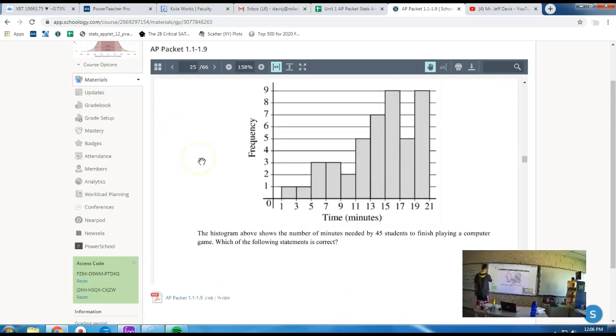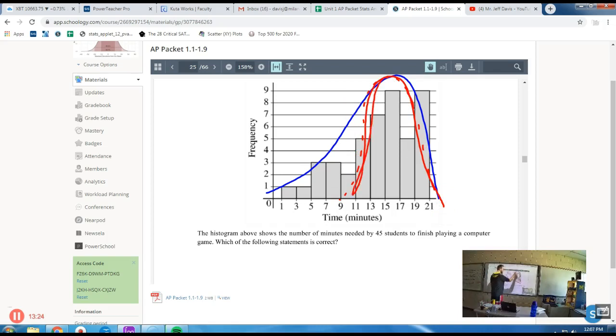29. The histogram shows the number of minutes playing a computer game. Which of the following statements is correct? So the first thing I notice here is that it's skewed to the left. So again, approximately normal would look like this. You have this nice smooth bell. But what we just did, by placing these points over here, it takes this red line and extends it, and now it gets pulled. These pull things to the left, and that's a skewed left.